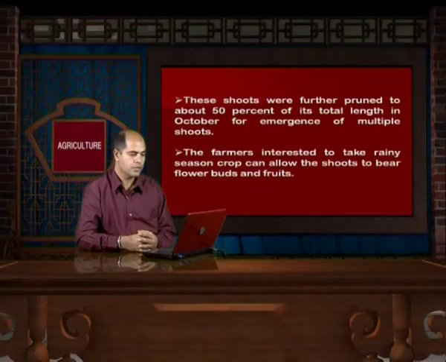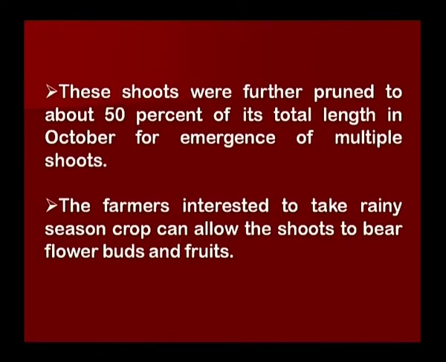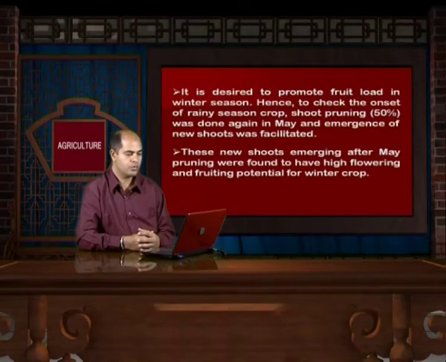These shoots were further pruned to about 50% of their total length in October for emergence of multiple shoots. The farmers interested to take a rainy season crop can allow the shoots to bear flower buds and fruits. It is desired to promote fruit load in the winter season.